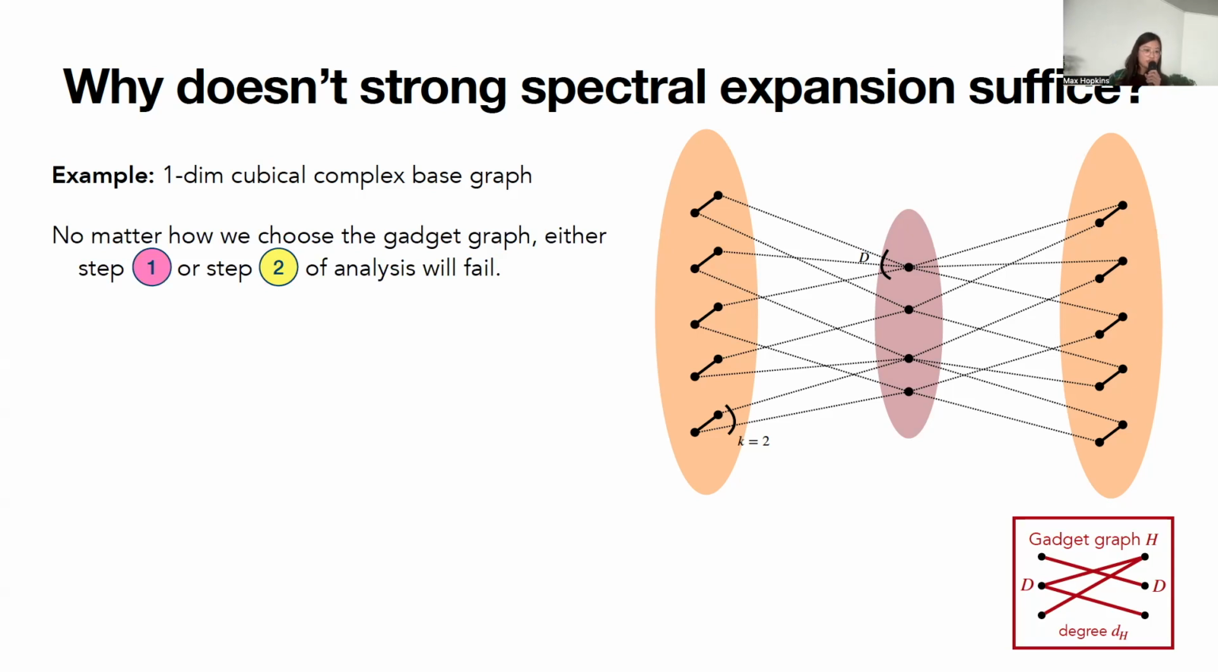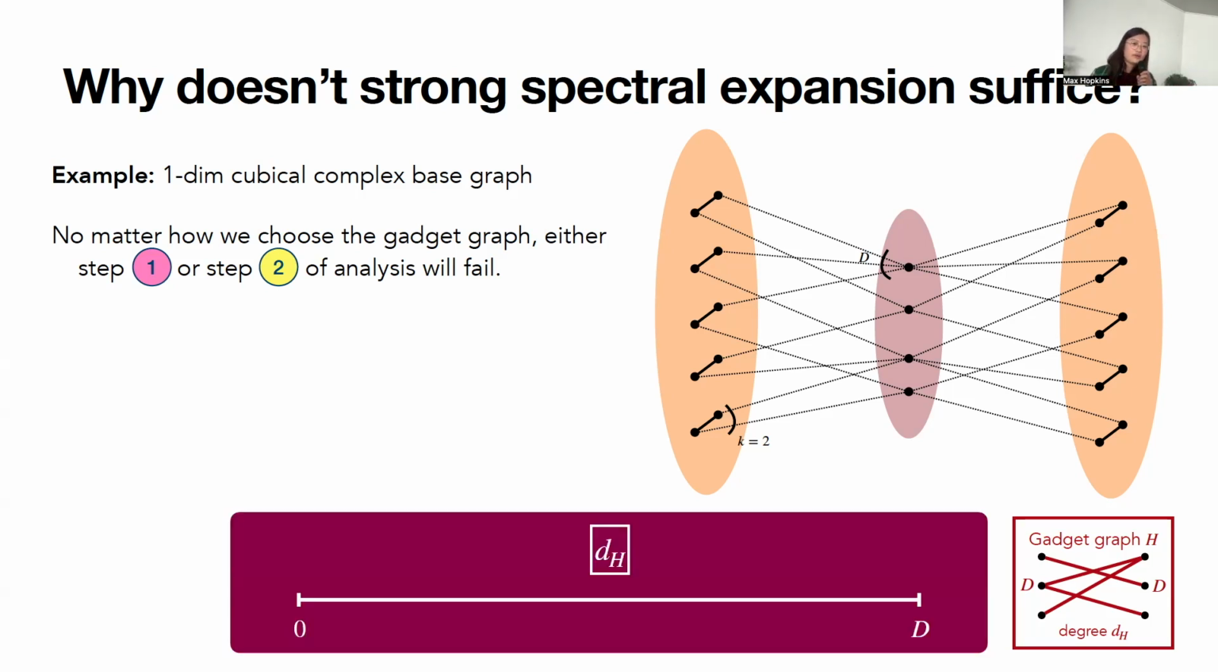And what I'll show you is that no matter how we choose a gadget graph, one of the 2 steps of analysis will fail. Okay, so when you choose a gadget graph, you have 1 degree of freedom. You have the freedom to choose a degree dh. This is the degree of your gadget graph. You can choose it between 0 and D, where remember big D is the size of your gadget graph, the number of vertices in it.